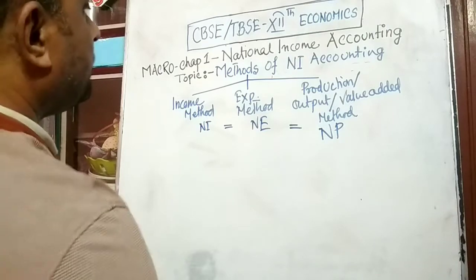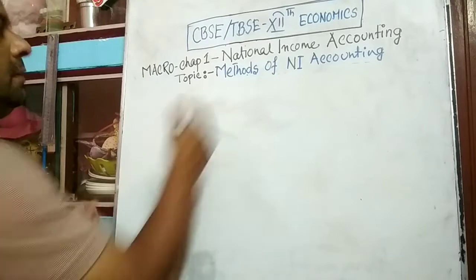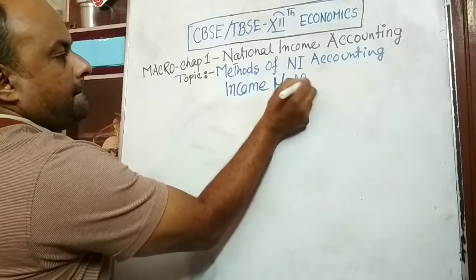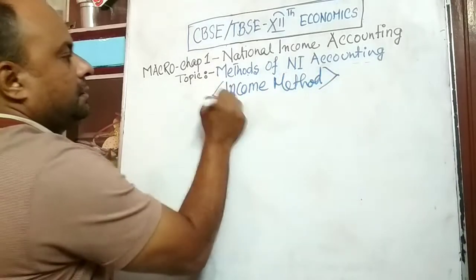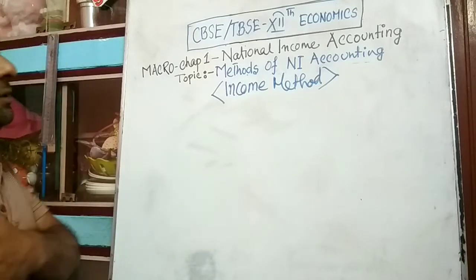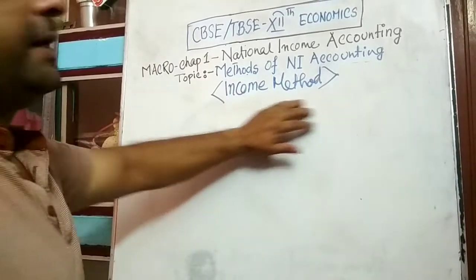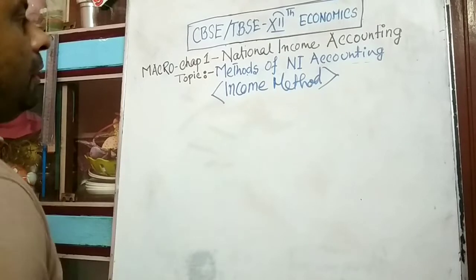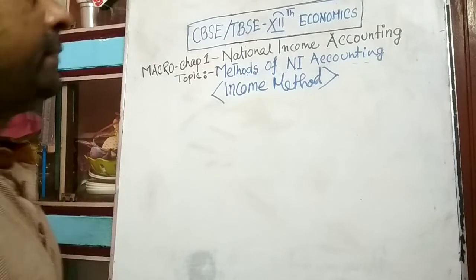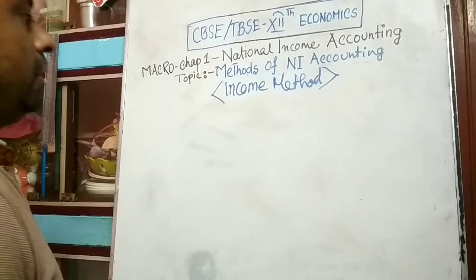Okay. Today we are going to discuss the income method. Okay. In income method, how is national income calculated? In income method, all the incomes of the country are added together. Then we get income method, national income. Very simple. Only just add the income. Now how to add? For this, we have to go through some steps: how to separate the income, how to collect the income from various sectors of the economy.